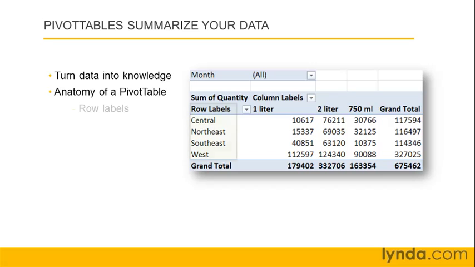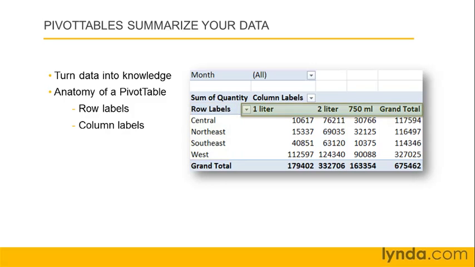First thing to look at are the row labels. And we just said that we're selling to different regions of the country. So we've taken those particular data points and we've put them into the row labels because there's only a finite number of regions that we're selling to.